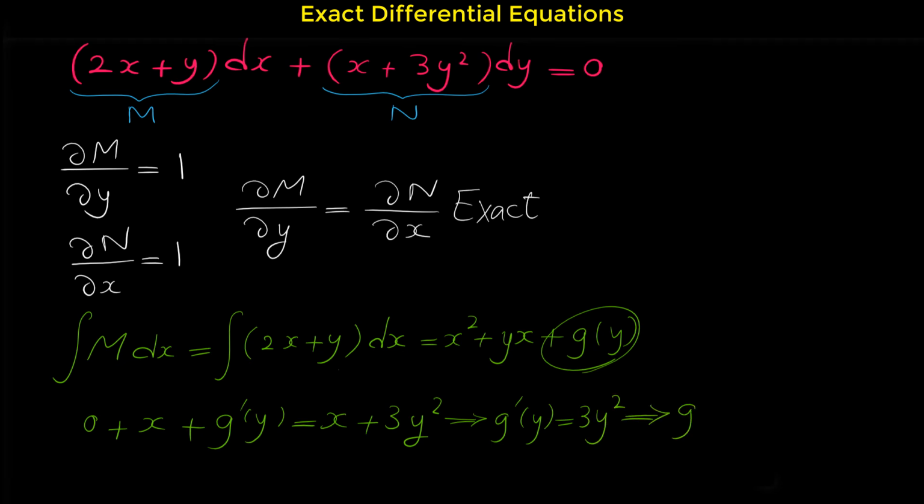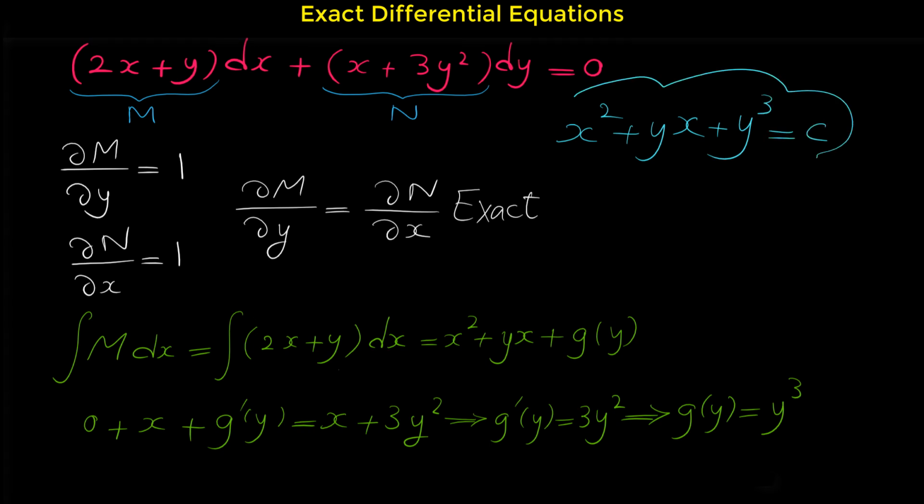And for finding g, we have to integrate this expression with respect to y. Integral of 3y squared with respect to y is 3 times y to the 3 over 3. And if we cancel 3 with 3, we have y to the 3. So g of y is y to the 3. Now if we plug in this for g, we get x squared plus yx plus y to the 3 equals C as the solution of our differential equation here.